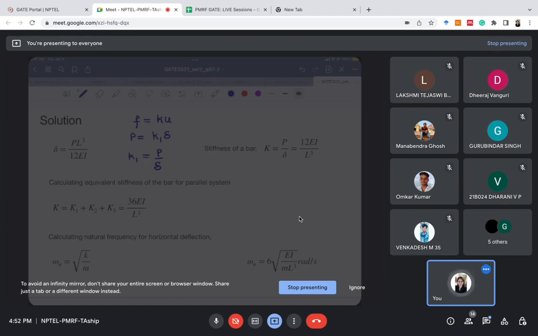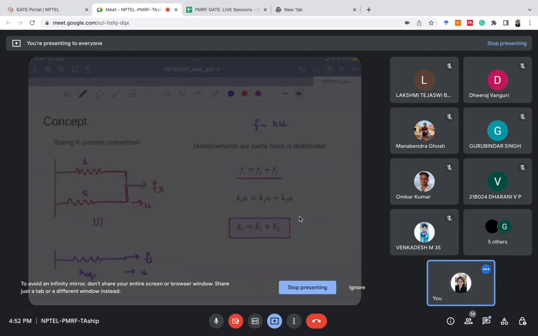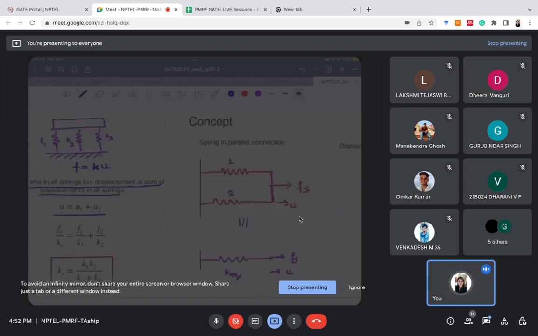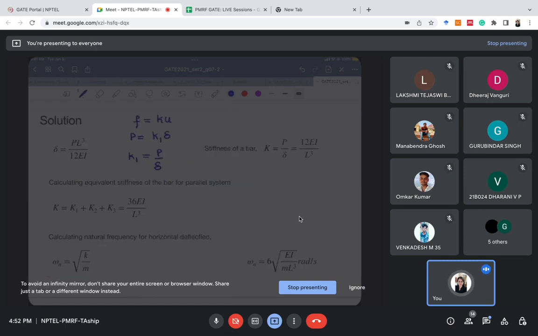Delta is given to us. Delta is PL cube by 12 EI. We'll simply put the value of delta here and we will get the stiffness of that column as 12 EI by L cube. Any confusion in this?